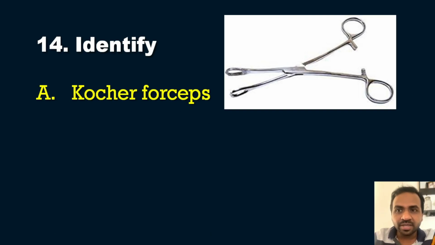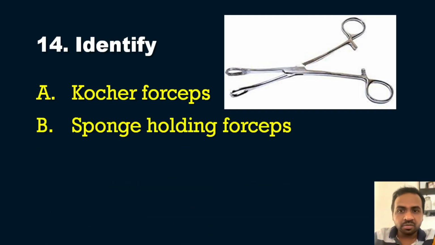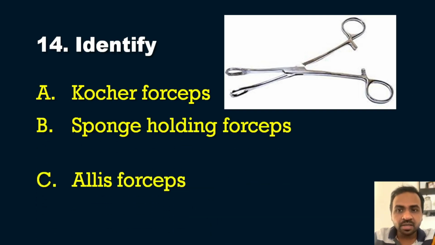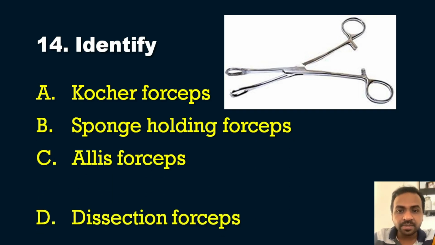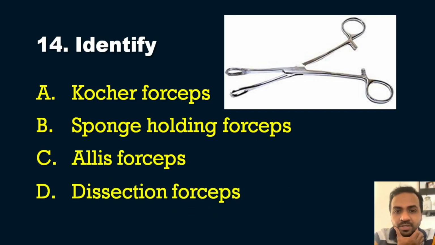Now we will move on to the second last question in the series. It is a picture based question. I have shown you an instrument on the screen right now. Your task is to identify the instrument. Very simple, very easy question. The options are, first one is Kocher forceps, option B, sponge holding forceps, option C, Allis forceps, and option D, dissection forceps. So what is the answer? Identify the forceps.